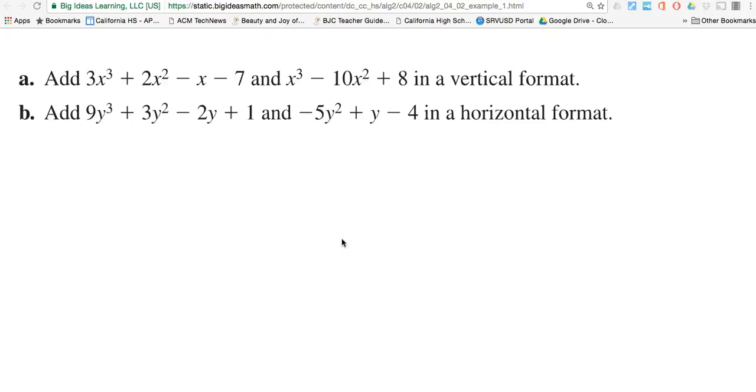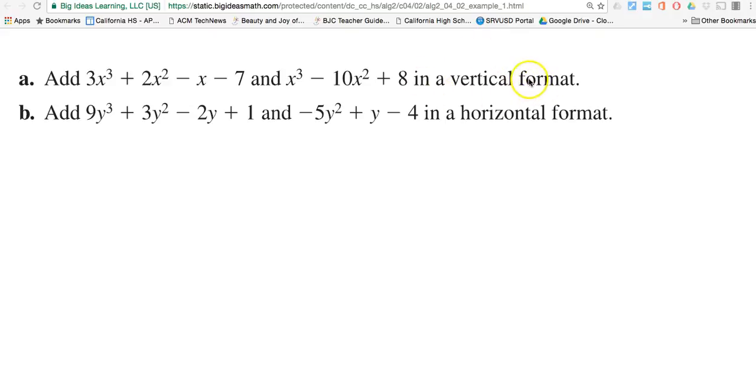Okay, for this example, we're going to be focusing on adding polynomials. Now, there's two different ways that you can add polynomials. The first is called adding them in a vertical format, and the second is adding them in a horizontal format. Now, these two different descriptions, vertical and horizontal, just refer to the way in which you line them up.